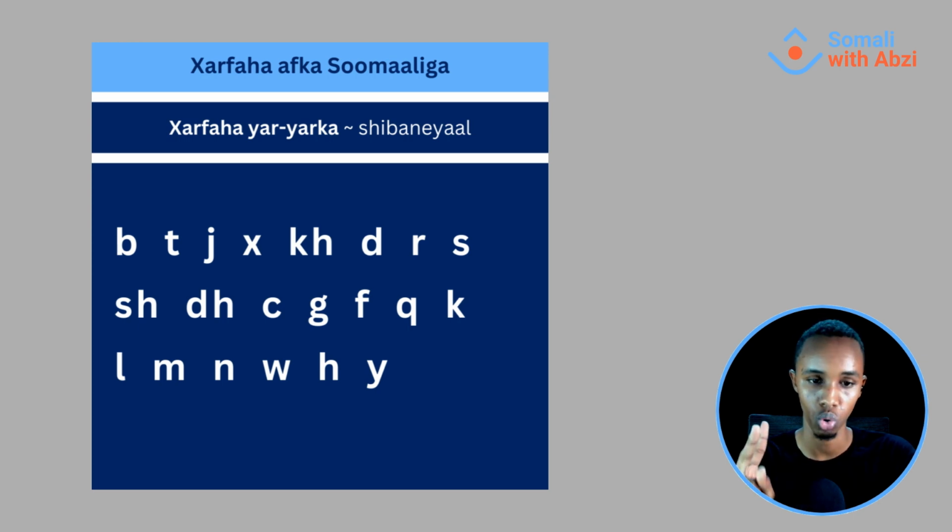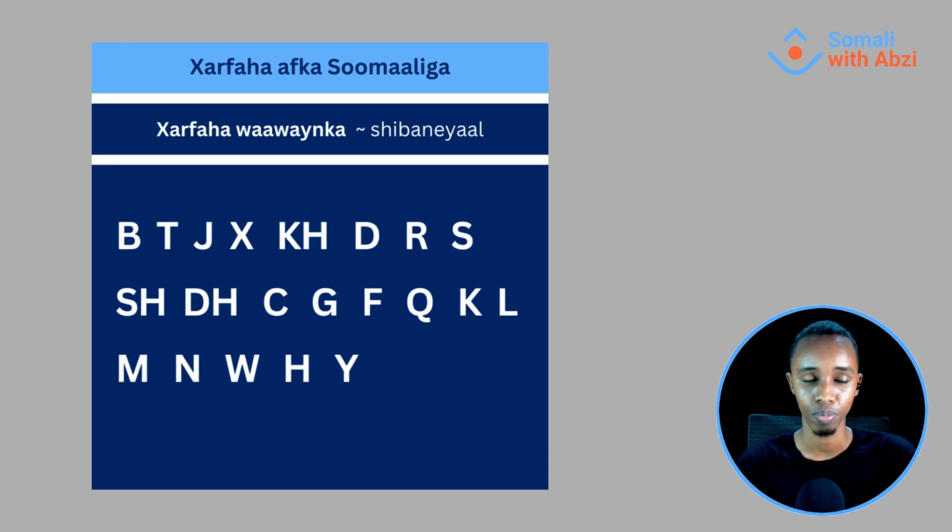I'm going to read two letters at once, so please don't forget to read with me. Ba, ta, ja, ha, kha, da, ra, sa, sha, da, a, ga, fa, qa, ka, la, ma, na, wa, ha, ya.